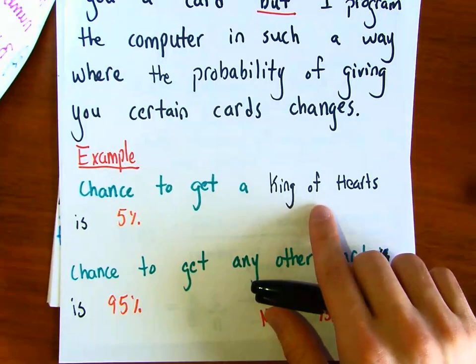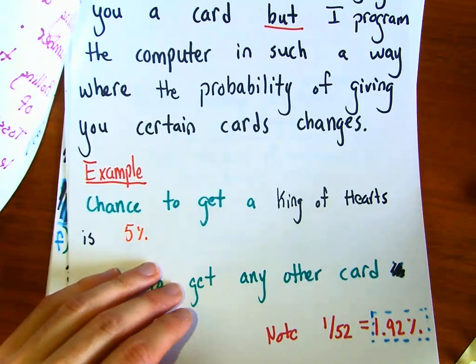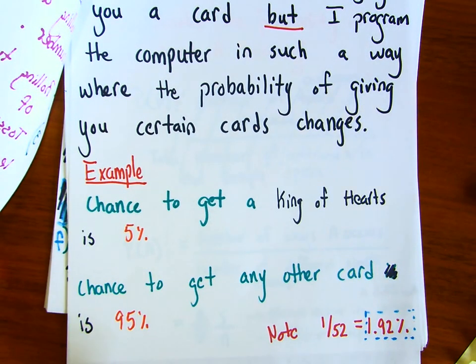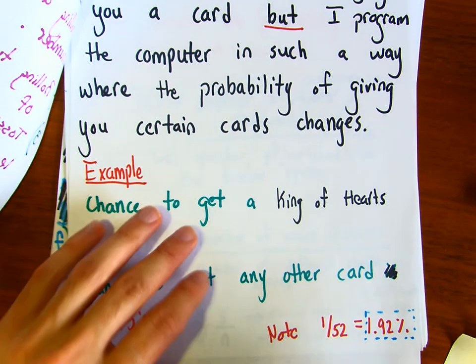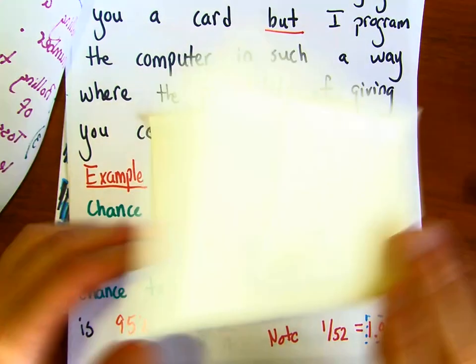Let me go through this example here. For example, wait, I'm missing something. Hold on. I wrote something down and now I can't find it. Okay, but I'll just rewrite it again. What did I want to write?